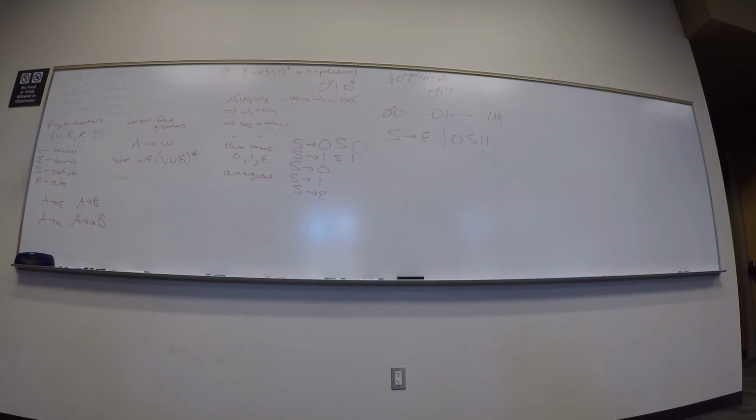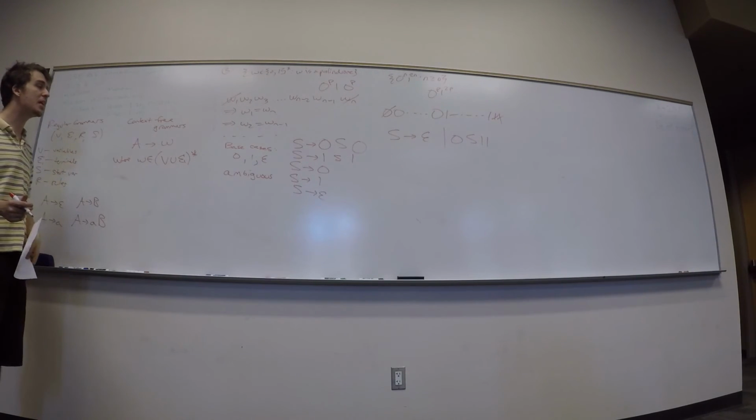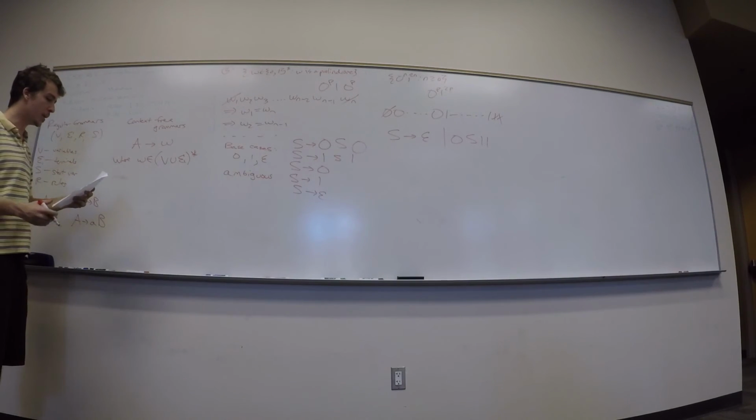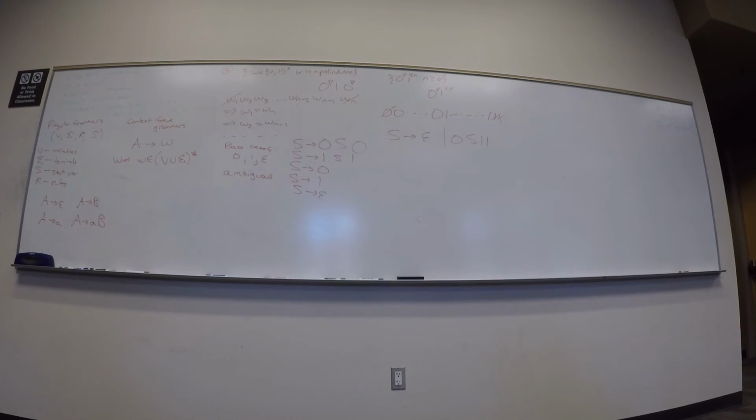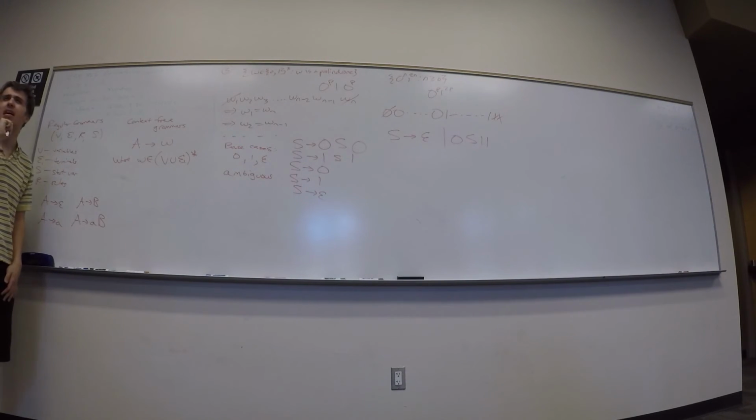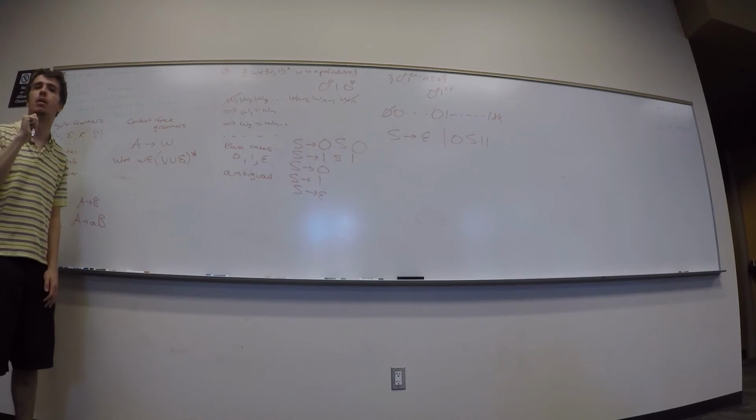Okay, so let's look at the questions on the back. So it says, if G is a CFG in CNF, what's CNF? Chomsky Normal Form, good. Then it is ambiguous. So if I have a grammar in CNF, then it must be ambiguous. Is that a true or false statement? False. Yeah, false. And what's the counterexample?